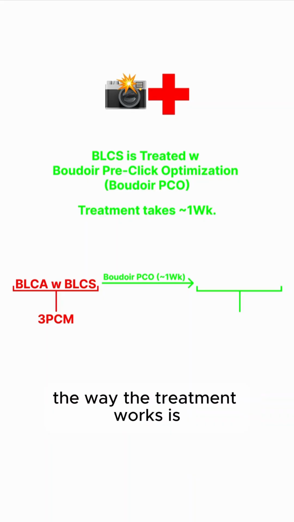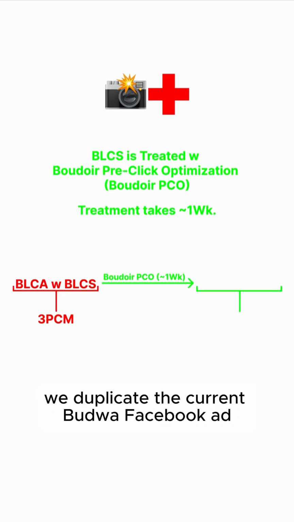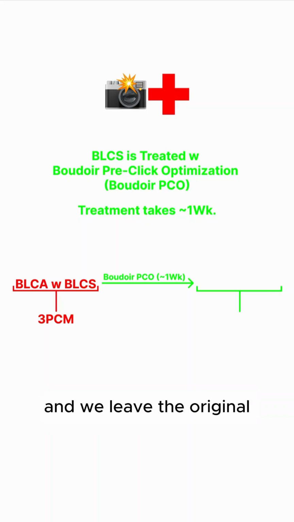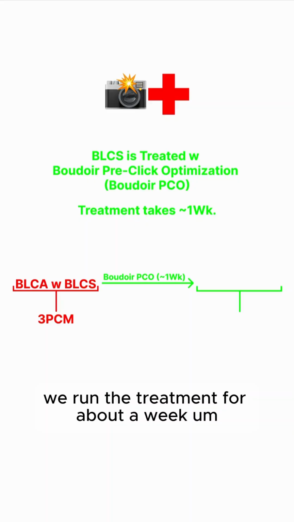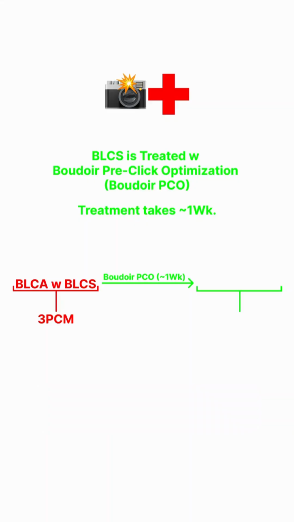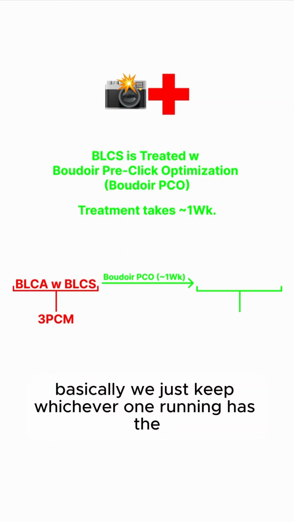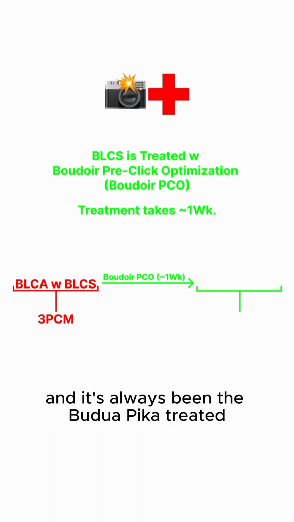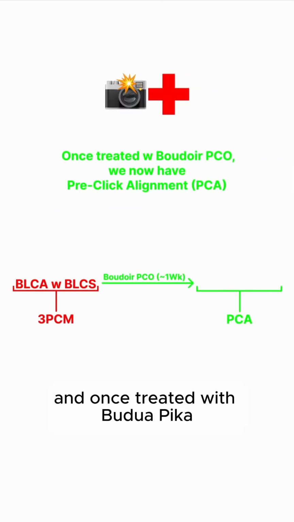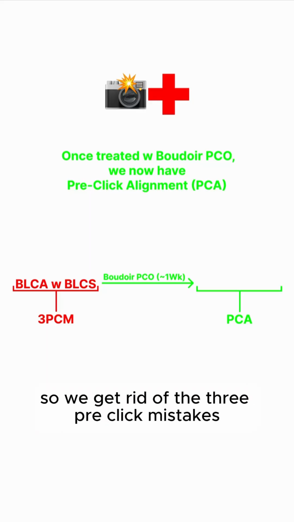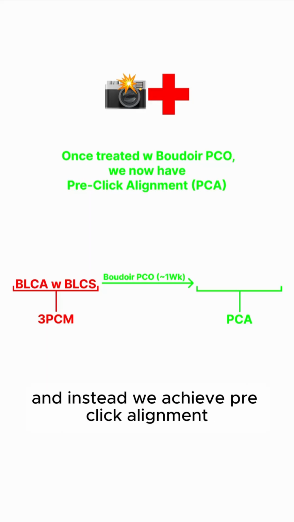The way the treatment works is we duplicate the current Boudoir Facebook ad and leave the original, and we apply the treatment on the duplicated one. We run the treatment for about a week. After about a week, we just keep whichever one is running with the highest metrics, and it's always been the Boudoir Pico treated ad that ends up with the highest metrics for unique CTR all. Once treated with Boudoir Pico, we now have pre-click alignment, PCA. So we get rid of the 3 pre-click mistakes and instead achieve pre-click alignment.